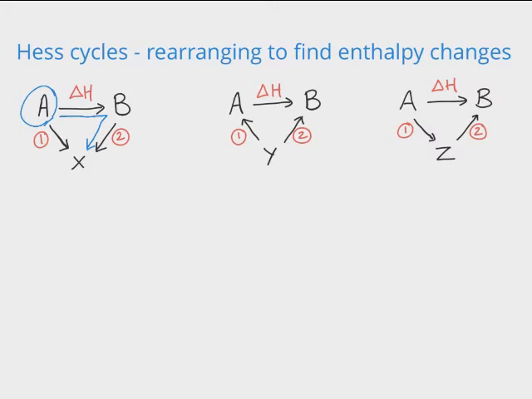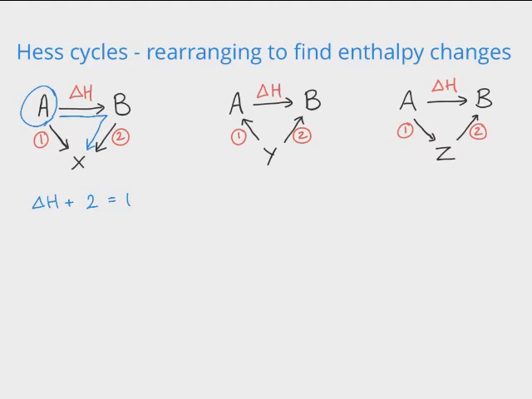So looking at the one on the left, if I start at point A, I can react A to form B, and then I can react B to form X. Or I can go straight from A to X, and the total enthalpy change should be the same. So I'm going to use that information to write an equation that links the three enthalpy changes. So therefore, if I add up the enthalpy change for delta H plus the enthalpy change for number 2, it equals the enthalpy change for number 1.